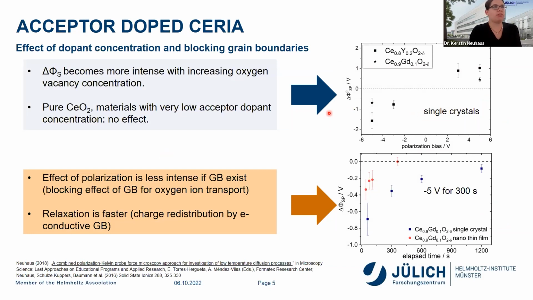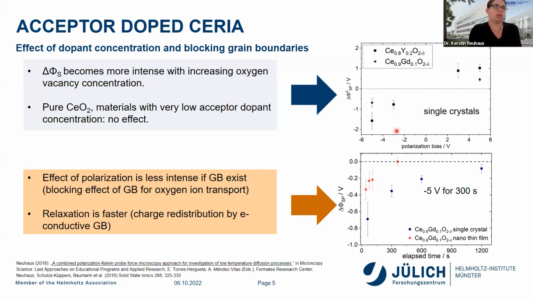And it was very obvious when looking at gadolinium and yttrium doped samples. Gadolinium and yttrium are both trivalent dopants, so they should have more or less the same effect. We had a single crystalline material with 10% gadolinium doping or 20% yttrium doping. What we could see was that the introduced gradient becomes more intense with increasing oxygen vacancy concentration. The oxygen vacancy concentration is directly dependent on the dopant concentration. And you can see here that for the yttrium doped sample, the effect becomes much larger.